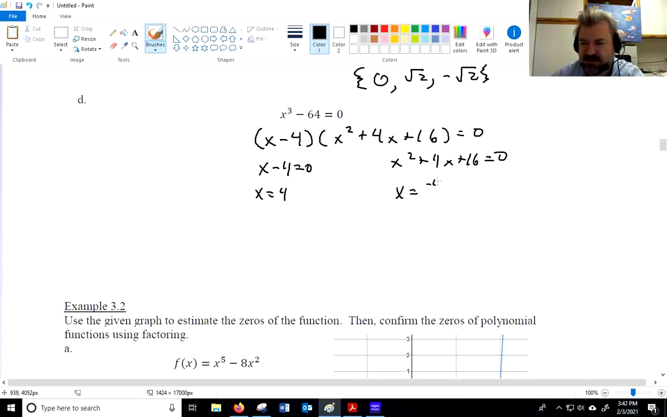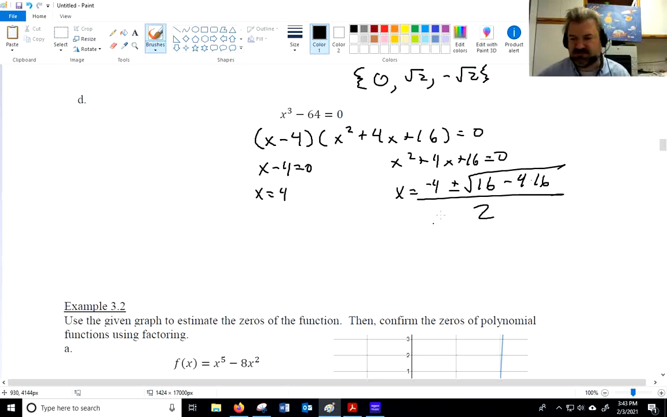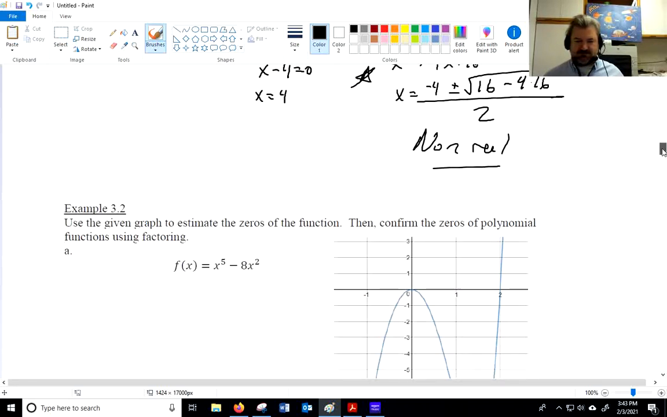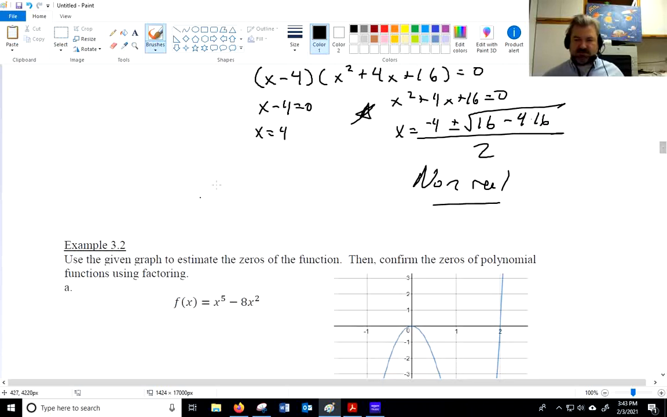Quadratic formula: negative b plus or minus the square root of b squared, which is 4 squared, 16, minus 4 times 1 times 16, all over 2. Well, 16 minus 4 times 16 is a negative number. These are non-real. And in general, these are typically going to be non-real, at least on the cubic level. So you can almost guarantee that. But it's always a good idea to check. All right. Oh, well, I'll put my answer in set notation. Just the number 4.